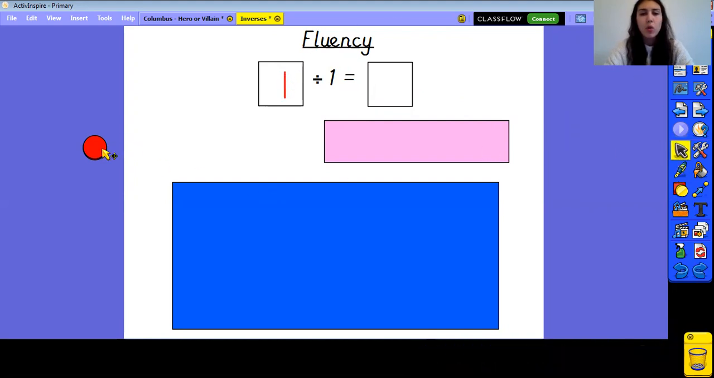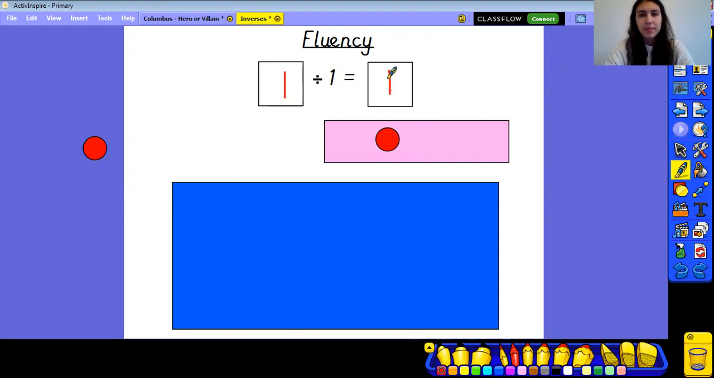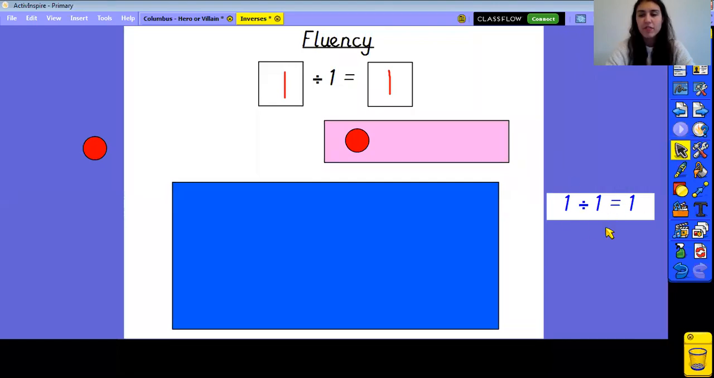That means I've got one counter and I am dividing it by 1. That could either mean grouping it into groups of 1, or it could mean sharing it out between one group. But I think I'm just going to use sharing. So this is my one group here to represent the one group that I am sharing it into. So my one counter shared into my one group gives me how many counters in each group? That's right, 1. So let's make a note of that down the side. There we go, that's noted down here for us to keep a track of.